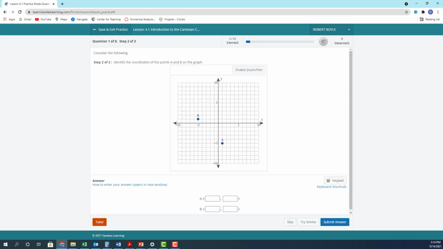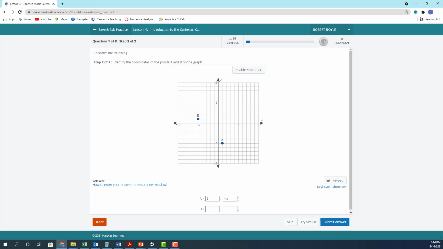Okay. The next problem you're going to have is they're going to give you some points, and then you actually have to identify the coordinates. So here's A. Notice that to get to A, we have to go in the x direction 1 unit. So that's +1. And then we have to go in the y direction -5 units to get to A. So that would be -5.